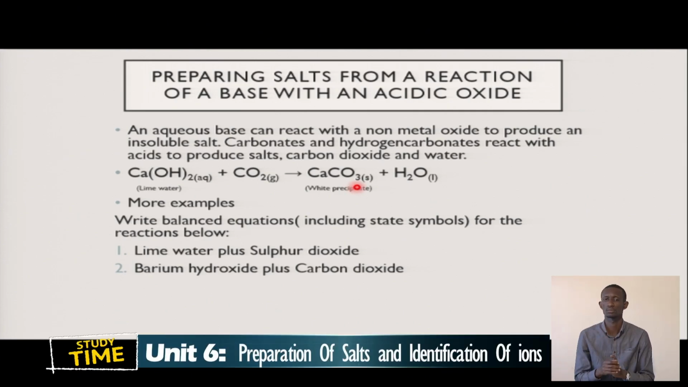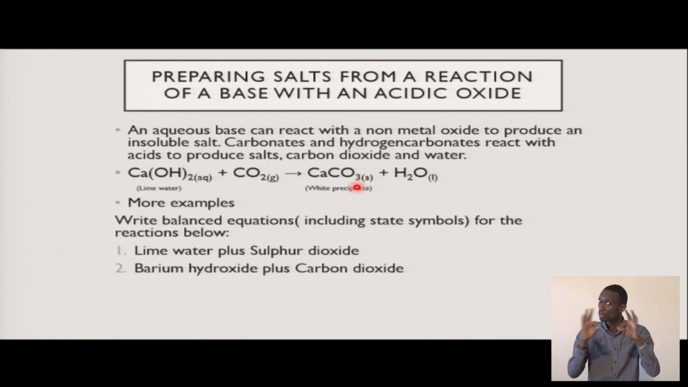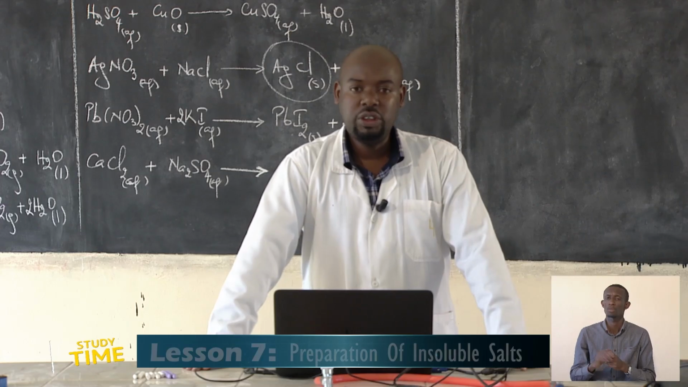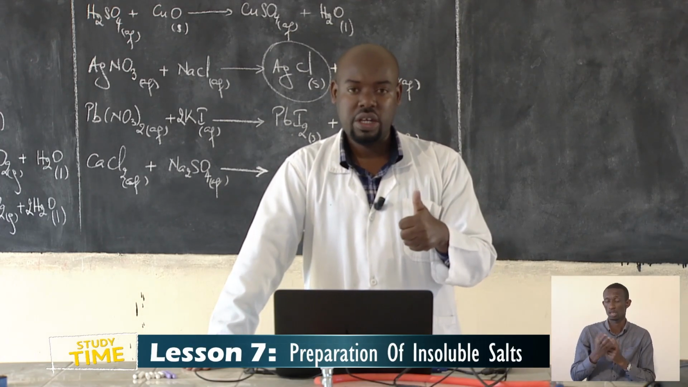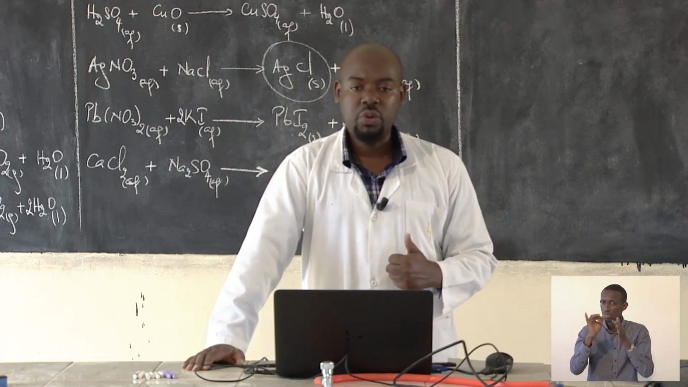So what we are studying right now, it has a connection with biology. It's very important in biology. You will need this many times. So we have calcium carbonate and water. And here we have more examples. Example number 1, lime water reacting with sulfur dioxide. What do we produce? Lime water contains calcium hydroxide. When it reacts with sulfur dioxide, what will be produced?